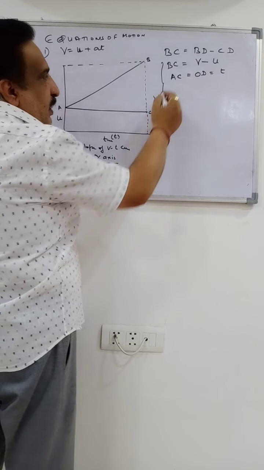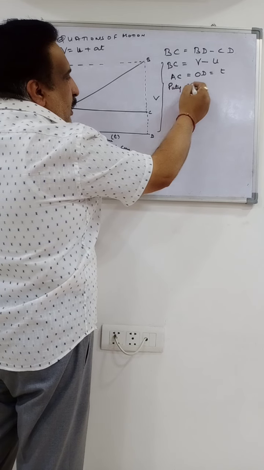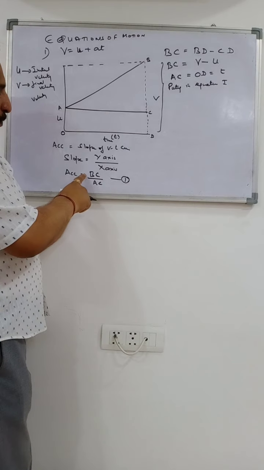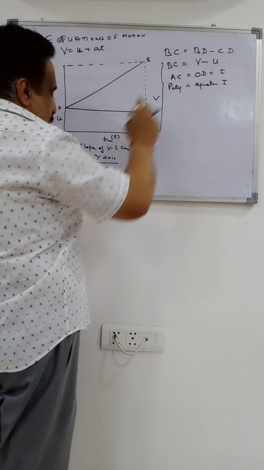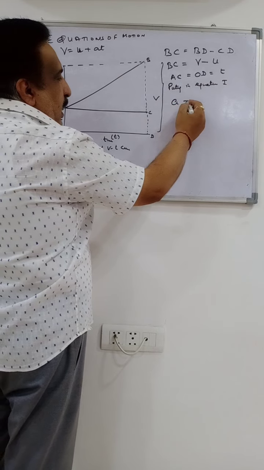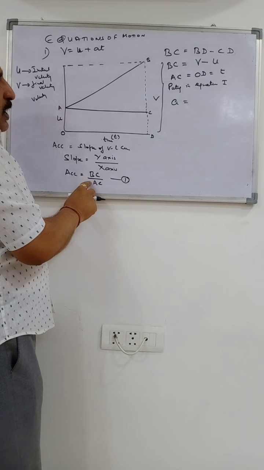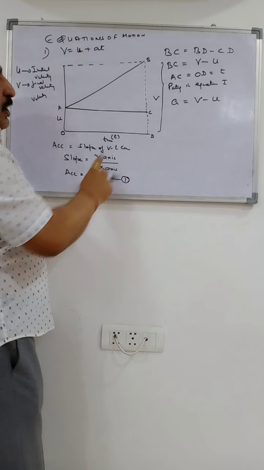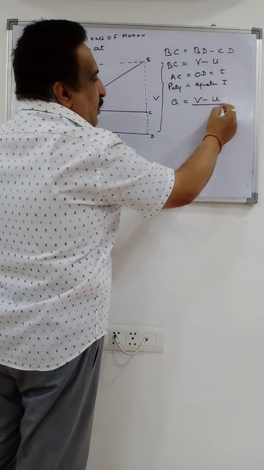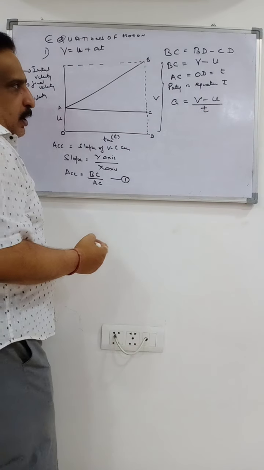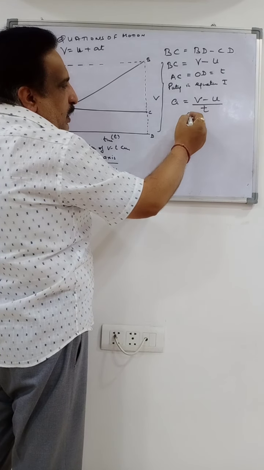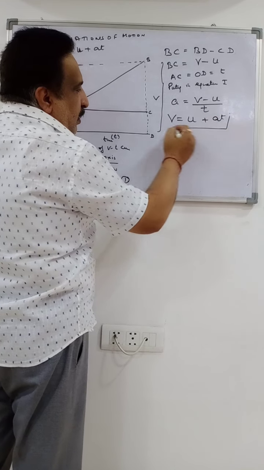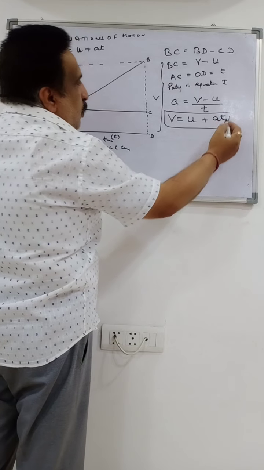This we had as equation 1. Putting in equation 1, what do we get? BC upon AC. What is BC? V minus U. Acceleration is A. A is equal to BC upon AC. BC is V minus U. And what is AC equal to OD equal to T? A is equal to V minus U upon T. Rearrange it, AT comes here, U goes there. So V will be equal to U plus AT.